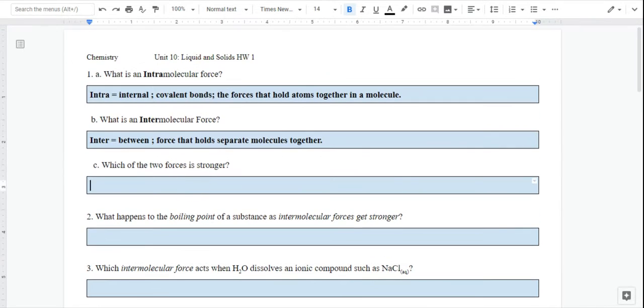Which of the two forces is stronger? Intramolecular is significantly stronger. It takes a lot more energy to break an intramolecular force. Again, we consider that a chemical reaction, but intermolecular forces are much weaker. In the notes I talked about, if two people are holding hands and we want to separate them, we could easily break their hands apart, or we could rip somebody's arm off, and it would take more energy to rip that arm off. That would be equivalent to the intramolecular.